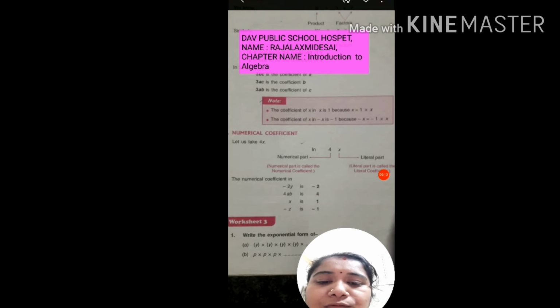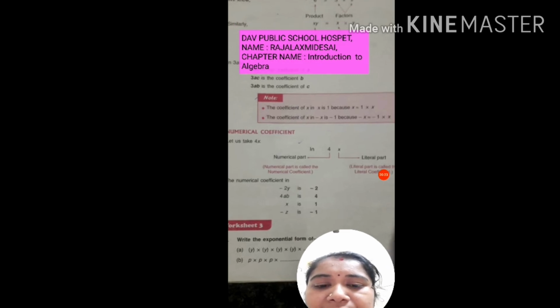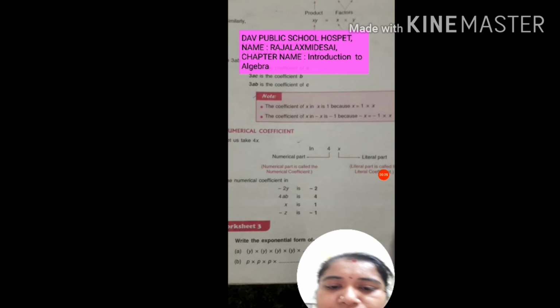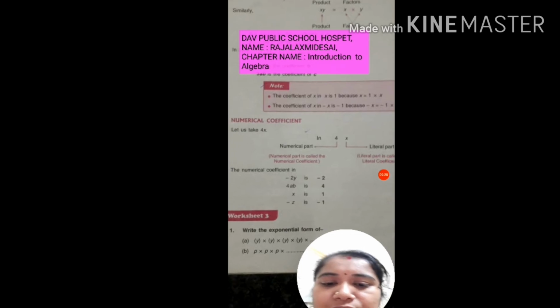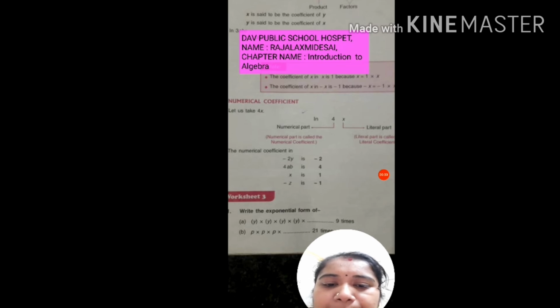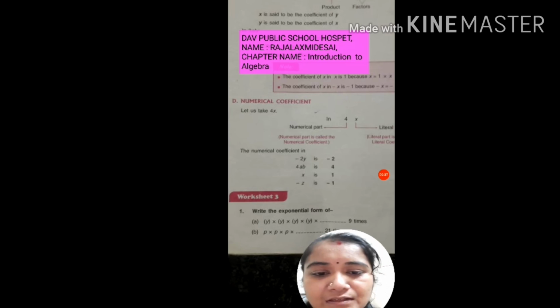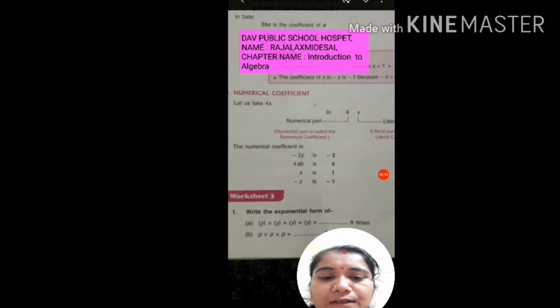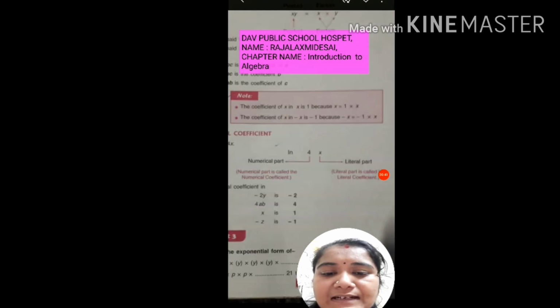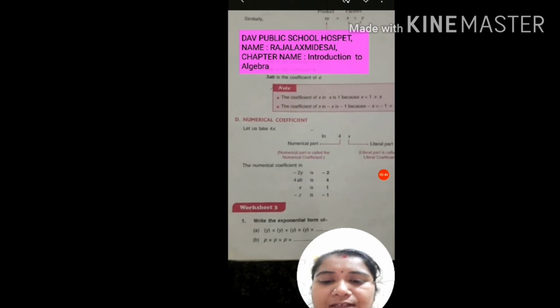The numerical coefficient in minus 2y is: here you can observe the literal part is y. We have to leave the literal part and write only the number with the sign. Minus 2 is the numerical coefficient of minus 2y. In 4ab, 4 is the numerical coefficient. In x, if no number is given, it is understood that 1 is always the numerical coefficient. In minus z, minus 1 is the numerical coefficient.